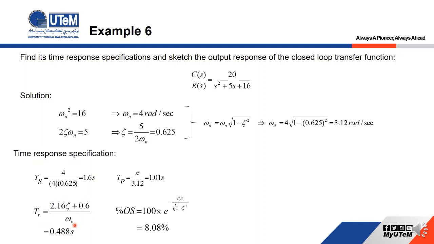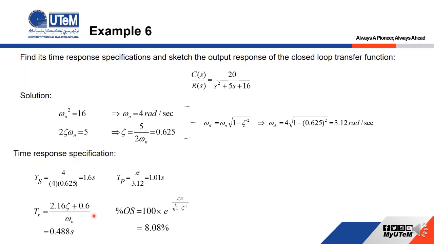Okay, and then the result becomes 0.488 second. Okay, percentage of overshoot. This percentage of overshoot only depends on the value of zeta. We just put this value in this equation and then we get percentage of overshoot equal to 8.08%.